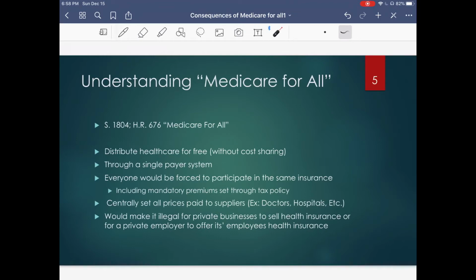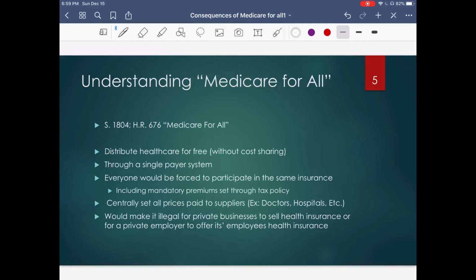So understanding Medicare for All, Senate Bill 1804, House of Representatives 676, named Medicare for All. Some of the features of this bill would distribute health care for free without cost sharing through a single payer system. A single payer system means that the government has all authority to distribute health care. Private health insurance companies or a mix of both would not be acceptable.